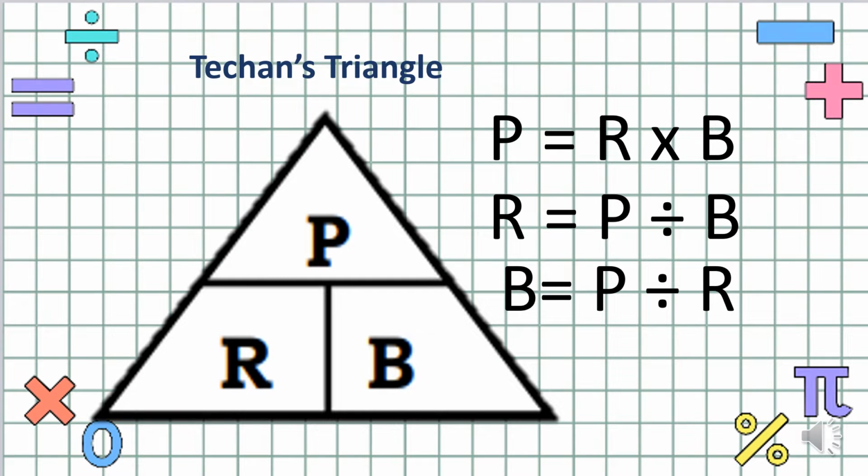Okay, I have here Tekan's triangle. Kung mapapansin nyo sa Tekan's triangle, it is divided into 3. Merong part ng P, may part ng R, and B. P is for percentage, R is for rate, and B is for base. Ngayon, dito tayo sa Tekan's triangle titingin para malaman natin yung formula sa pagkuha ng percentage, ng rate, at ng base. So, to get the percentage, ang formula natin is rate times base. To get the rate, ang formula is percentage divided by base. At to get the base, ang formula is percentage divided by rate.